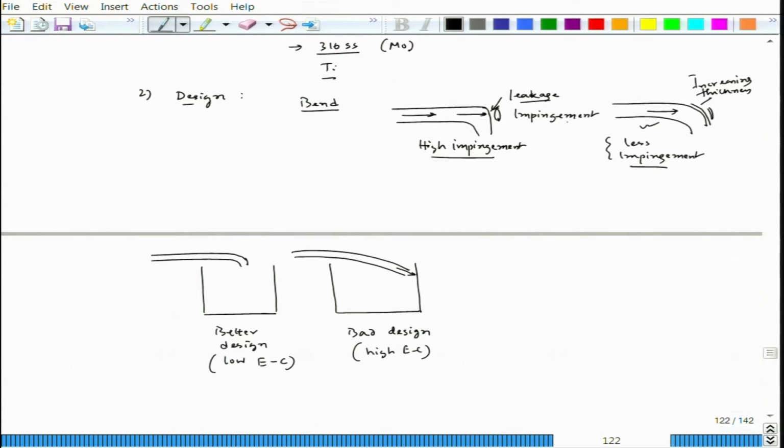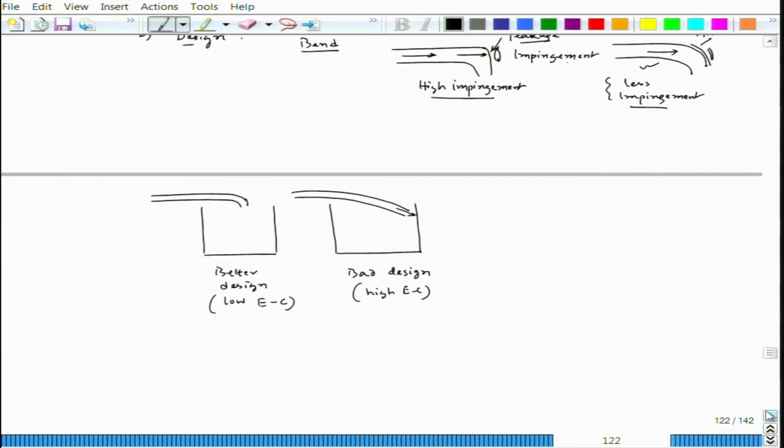Now, comes to other aspects like, for example, if you have a tank and let us say this is a tank and this is the inlet pipe, let us say.